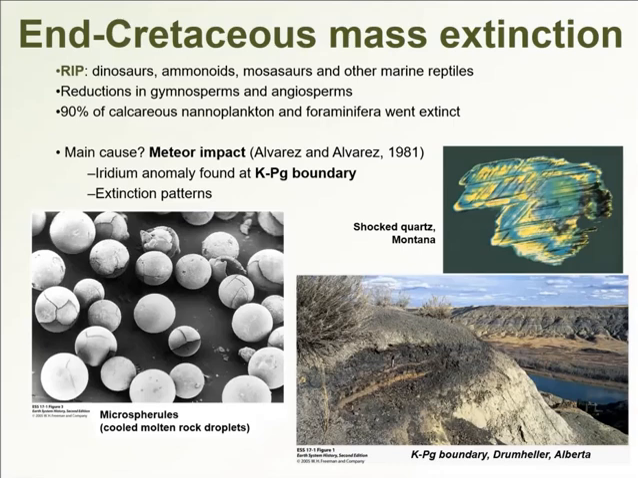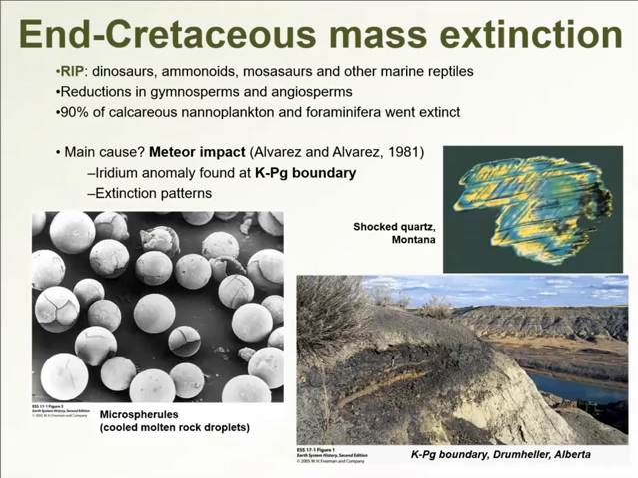So this is thought to be caused by this meteor impact. So we actually see an anomaly in the geochemistry at this boundary that indicates we had this massive impact. We can actually find droplets of cooled molten rock that indicate there was a massive shock event. We're seeing that here.